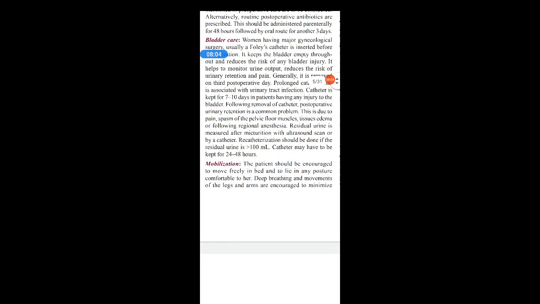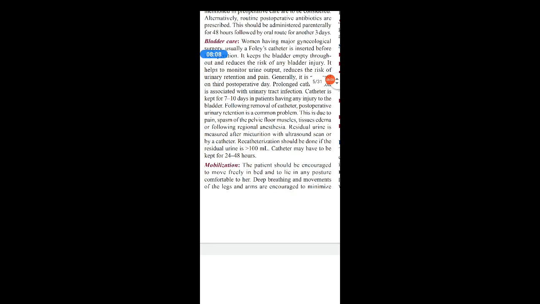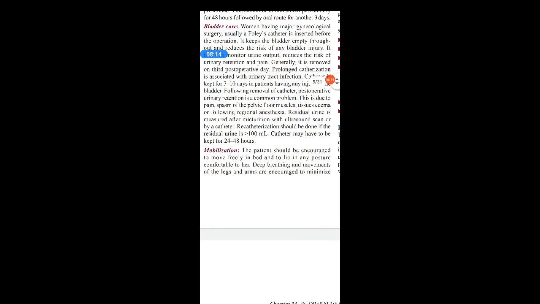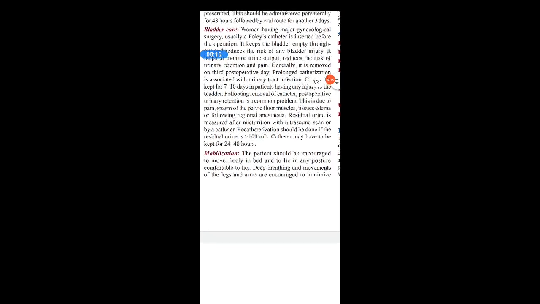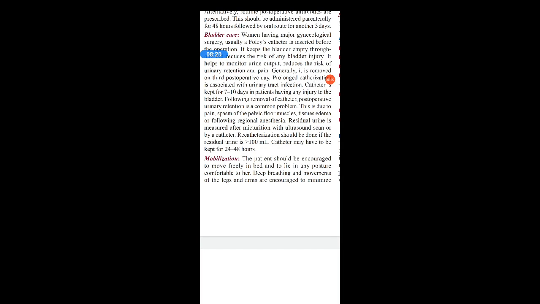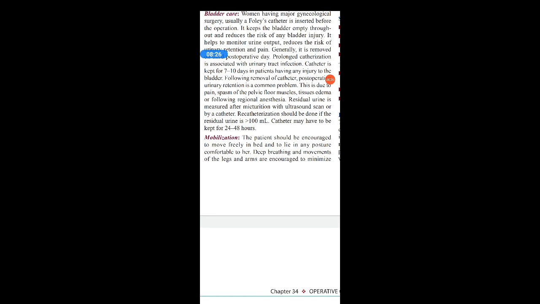Following removal of the catheter, post-operative urinary retention is a common problem. This is due to the pain, spasm of the pelvic floor muscles, tissue edema, and the regional anesthesia. So residual urine is measured after micturition with an ultrasound scan or by a catheter. Recatheterization should be done if the residual urine is more than 100 ml. The catheter may have to be kept for 24 to 48 hours.